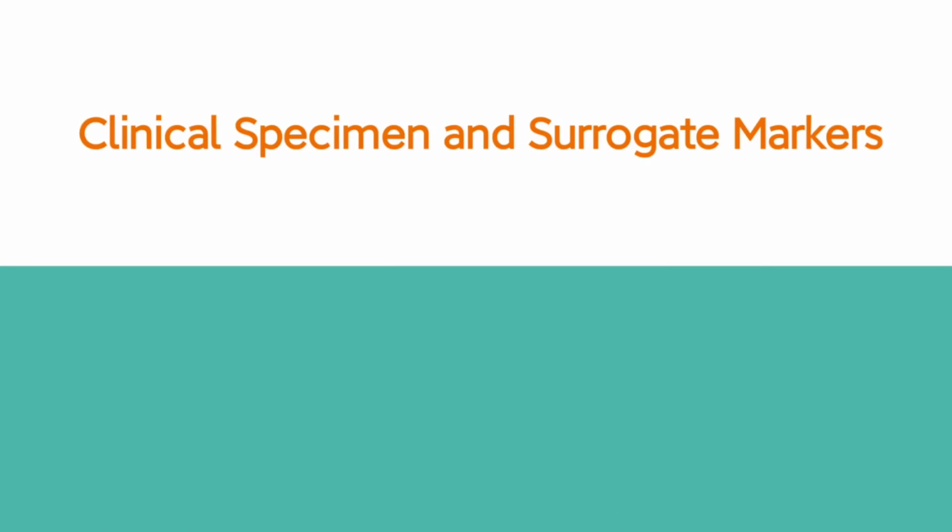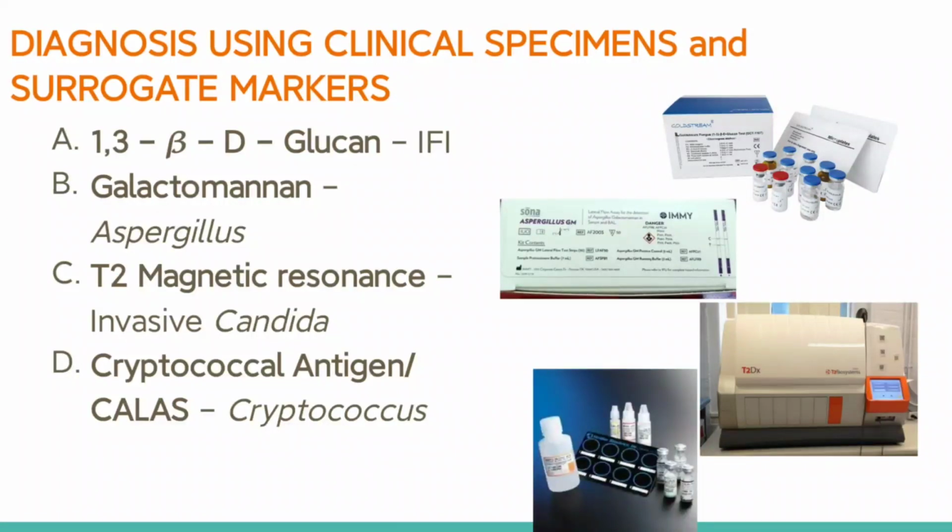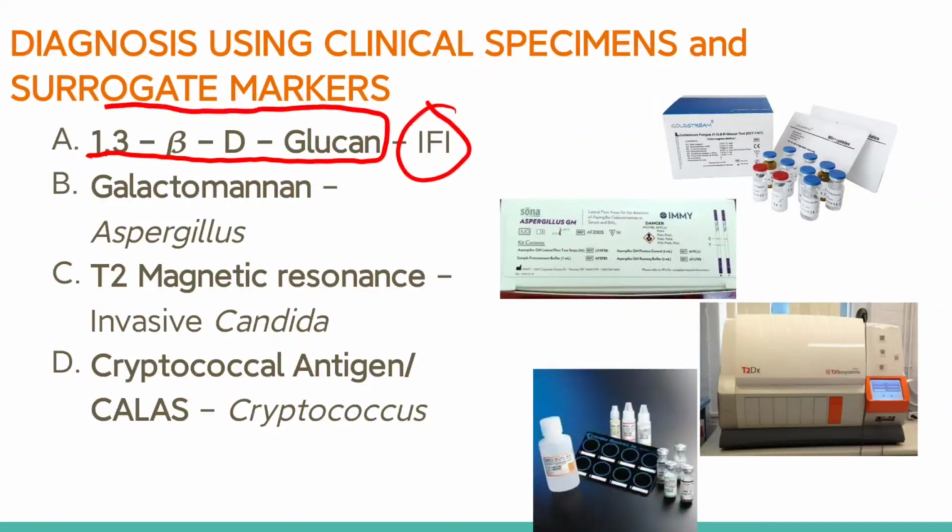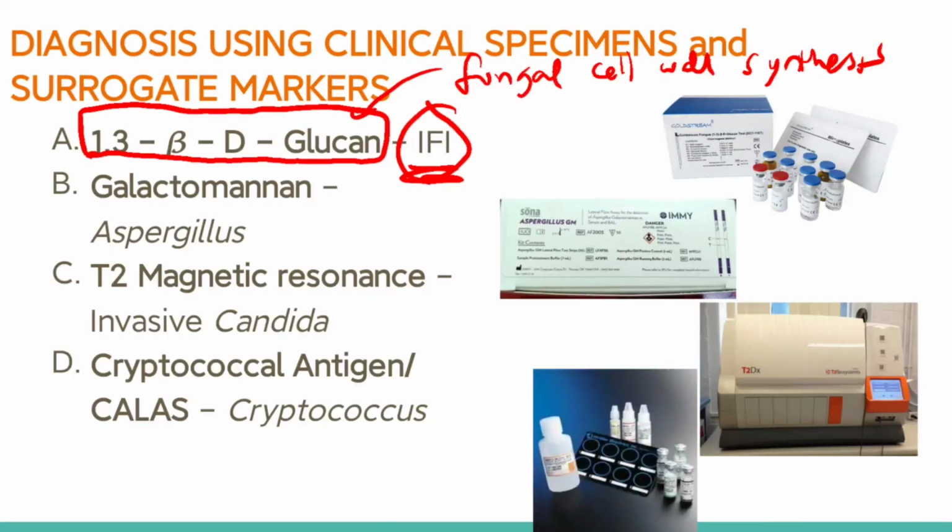Okay, next topic, we have the clinical specimen and surrogate markers. So, diagnosis using clinical specimens and surrogate markers. Number 1, we have the 1,3-beta-D-glucan. Para saan yan? Para sa mga invasive fungal infections. Tatandaan nyo na this chemical formula is for fungal cell wall synthesis. Okay. And sino yung madalas na may ganyan? Those are the invasive fungal infections or IFI.